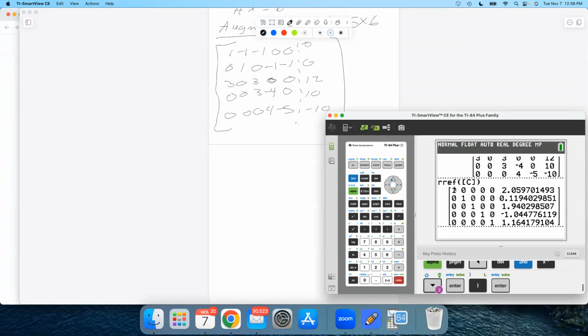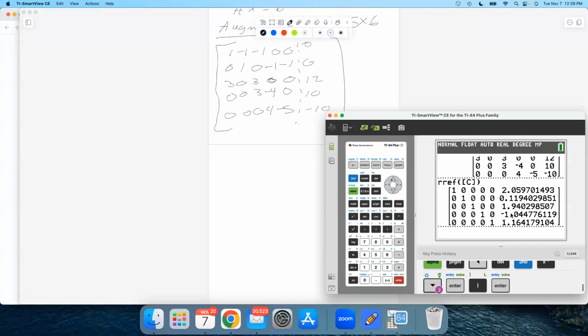And right here, we should end up with the identity matrix. If you don't get the identity matrix, all zeros except 1 on the main diagonal, you've goofed somewhere. If you do, if you get all 1s there, then these are your currents, I1 through I5.